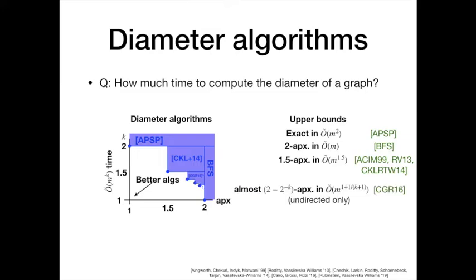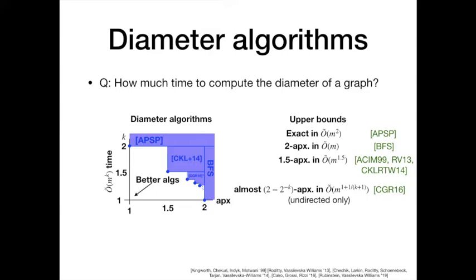And lastly, there is an almost 2 minus 1 over 2 to the k approximation in m to the 1 plus 1 over k plus 1 time. Two notes about the last result. It only works for undirected graphs. The other algorithms also work in directed graphs, but this one is only undirected. Also, this last result is an almost approximation, which means it not only loses a multiplicative factor, but also a small additive factor. So these are the best known algorithms for diameter.